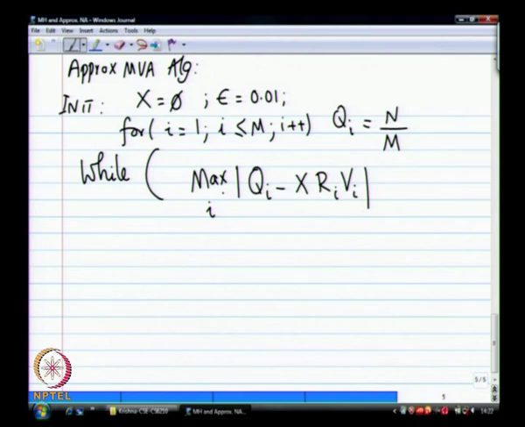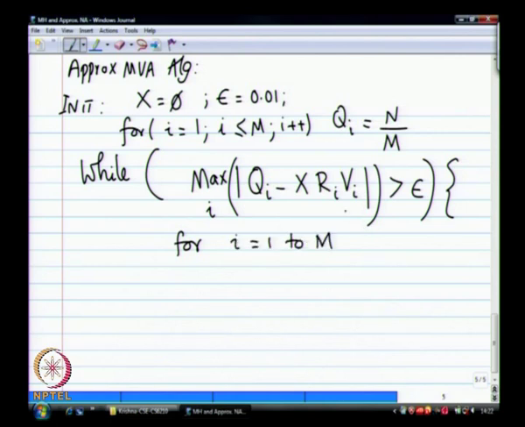So the max difference between these two expressions for q, if that is, I guess, greater than epsilon, I keep looping. Okay. I am sometimes using C syntax, sometimes I am using simpler syntax.